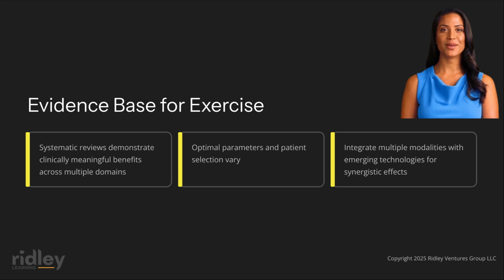The systematic reviews and meta-analyses examining exercise interventions for stroke rehabilitation have consistently demonstrated clinically meaningful benefits across multiple outcome domains, while also revealing important nuances regarding optimal intervention parameters and patient selection factors. This module synthesizes current evidence to provide practical guidance for implementing exercise-based interventions that align with best available evidence while adapting to the diverse needs and circumstances of individual stroke survivors. The integration of exercise programming with other rehabilitation modalities, including emerging technologies and cognitive behavioral approaches, offers opportunities for synergistic effects that may exceed the benefits of any single intervention approach.